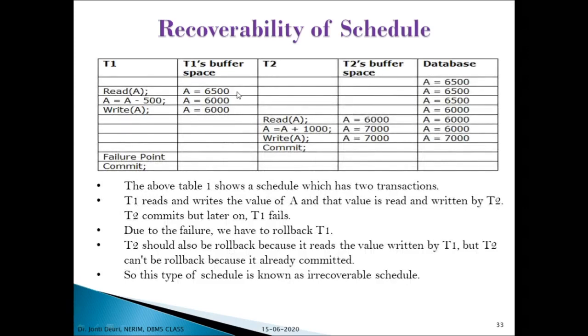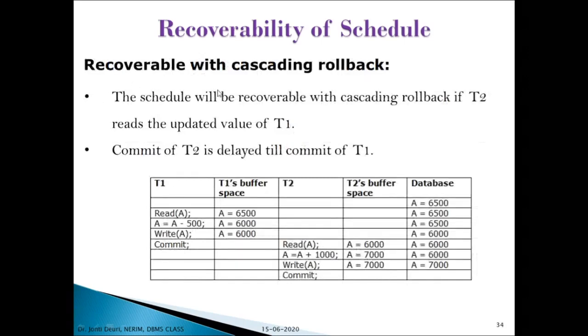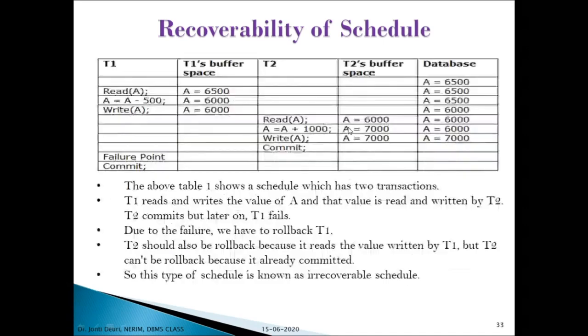Here we are just giving only the recoverable, because there are different types of recoverable schedules. We can recover a schedule by using the cascading rollback operation. So in this example, we have transactions T1 and T2. T1 reads A, that means when you read into our buffer space, say you got 6,500, right? After that you have done A equals A minus 500.